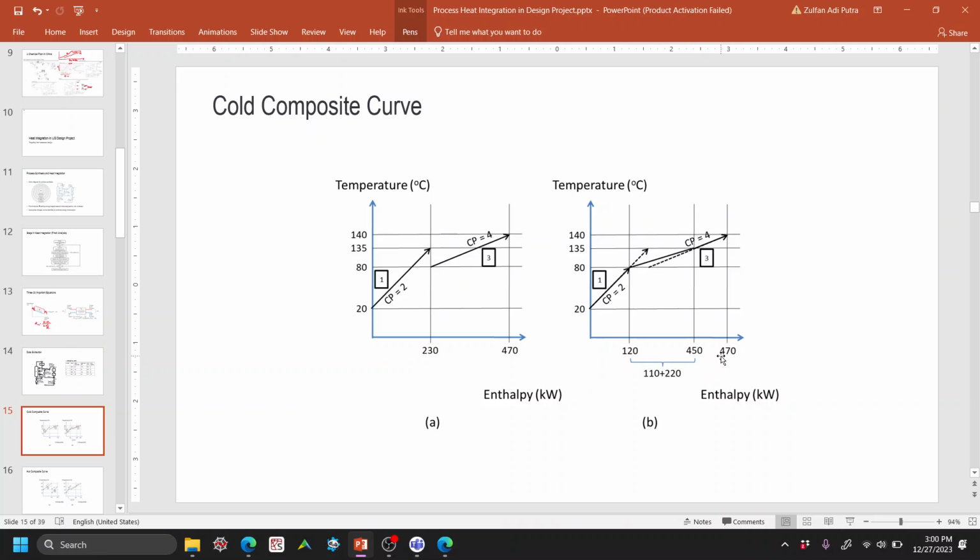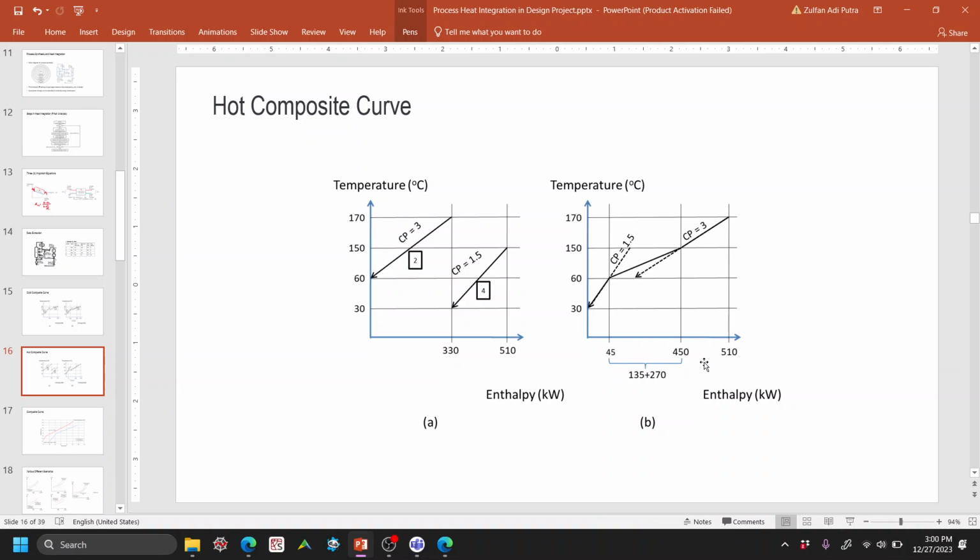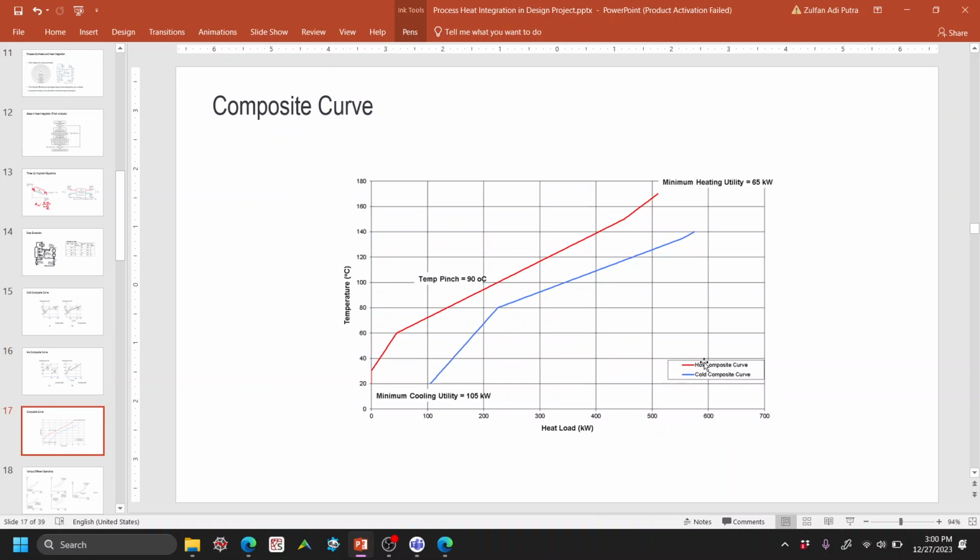And then there's another 20 kilowatt over here. And then the same way we design for the hot composite curve, right? This is how you do it manually. But then if you use software, you can just simply enter the stream flow rate and the CP and then temperature in and out, and then you will get your composite curve like this with a specified delta T.